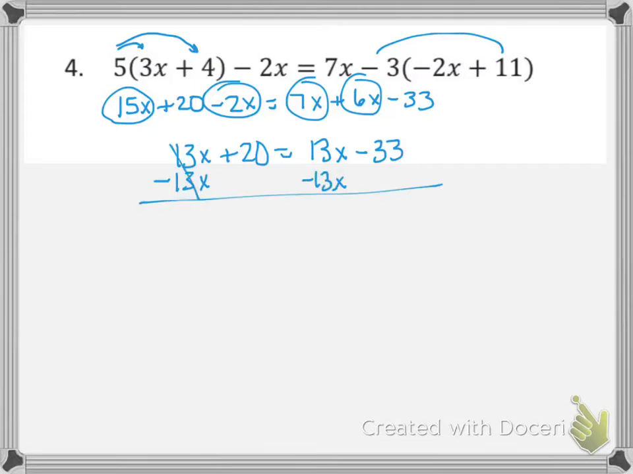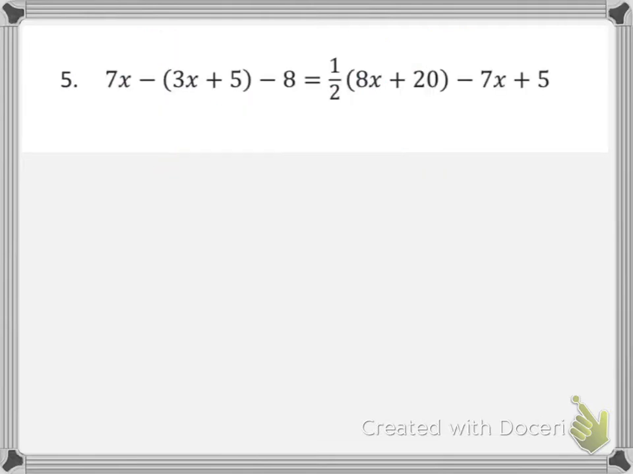And then we can get all of our variables on the same side by subtracting 13x. And that's gone, so I get 20 is equal to, well, that's gone. 20 is equal to negative 33. No, that's not true. So this means that there's no solution for this equation. There's no value of x that will make it true. So if you notice that your variables are both eliminated, then there's nothing left to discover. There is no value of x that will satisfy the equation.